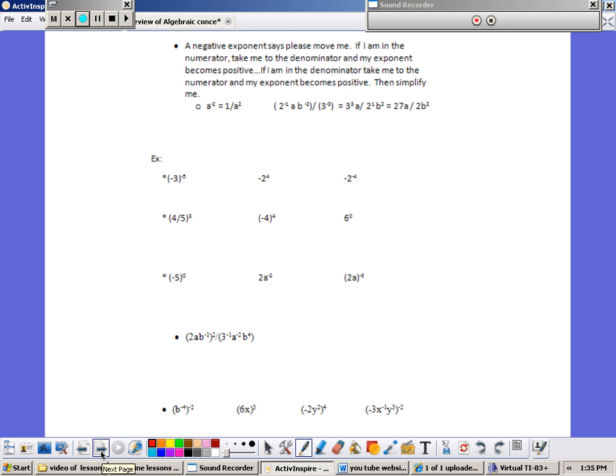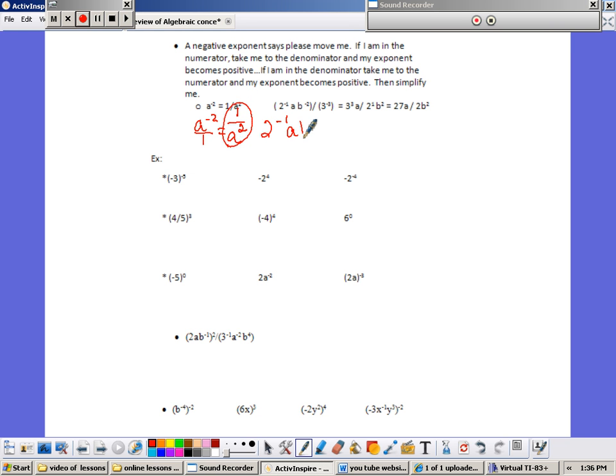Rule for negative exponents, and you're not going to find this in a book. This is my rule. A negative exponent says, please move me. If I'm in the numerator, take me to the denominator, my exponent becomes positive. If I'm in the denominator, take me to the numerator, and my exponent becomes positive. Then simplify me. So I'm going to start with a to the -2. The negative exponent says, I'm in the wrong position, please move me. If I'm in the numerator, take me to the denominator, and my exponent becomes positive. So I did. There's nothing left for the numerator, so I put a 1.